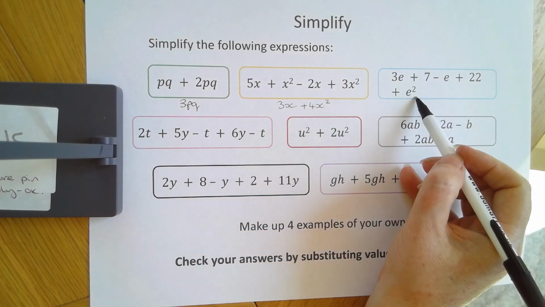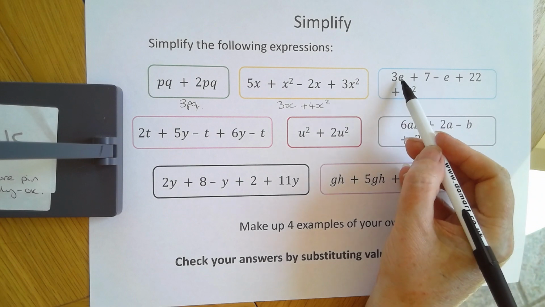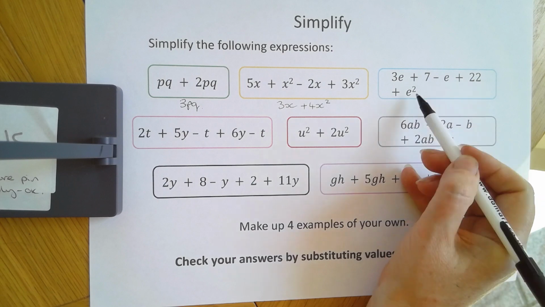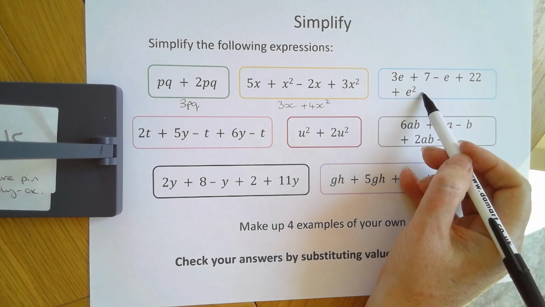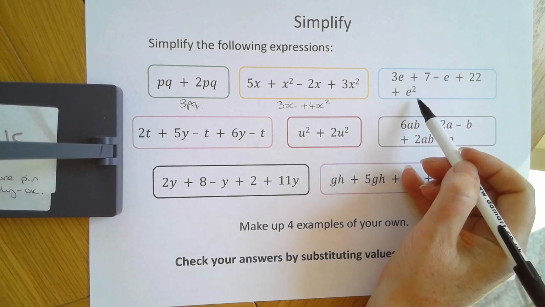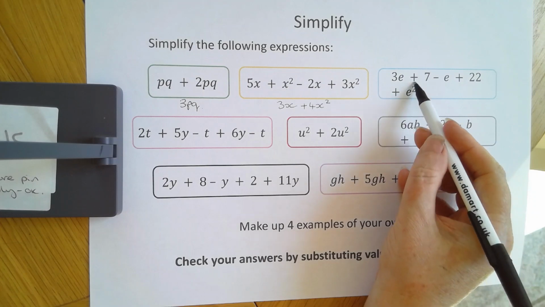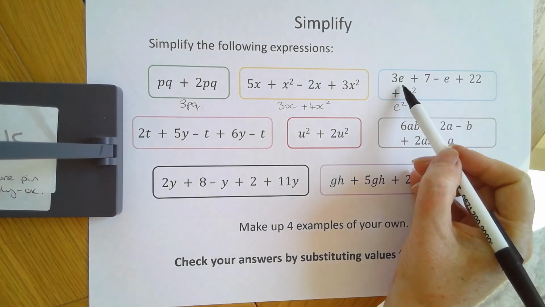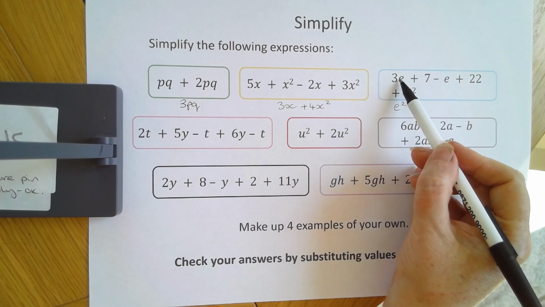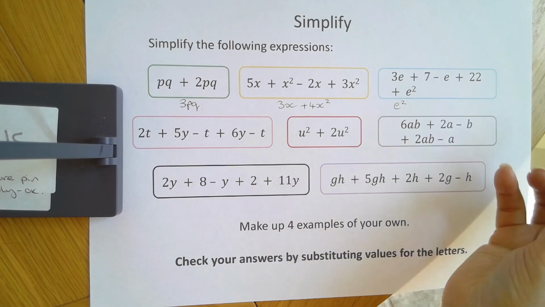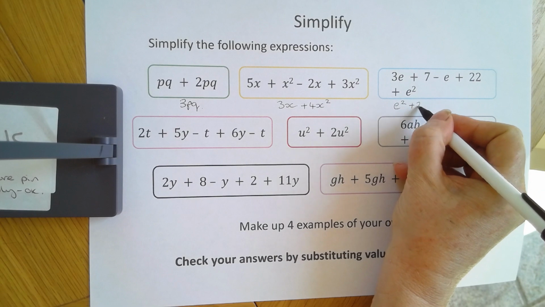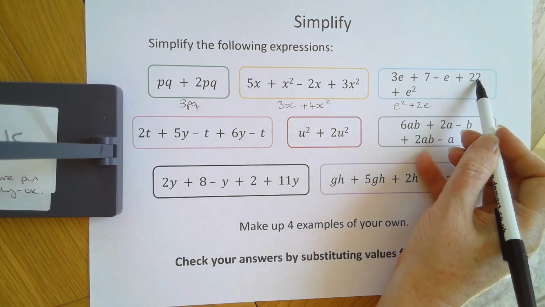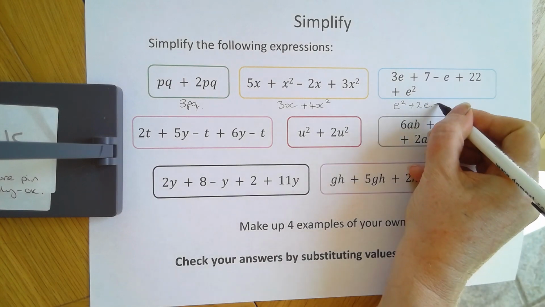So on this one, we have got E's, we've got normal numbers, and we've got E squareds. So I think I'll start with the E squareds this time. So I've only got that one E squared. With these, I've got 3E minus an E, which will give me 2E. And I've got a 7 and a 22, which adds together to give me 29.